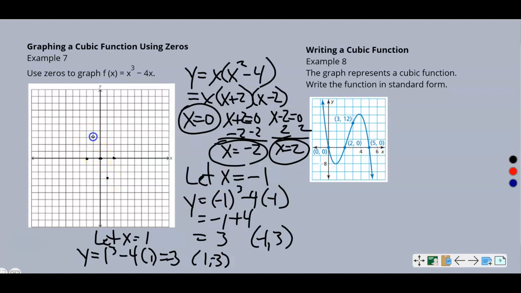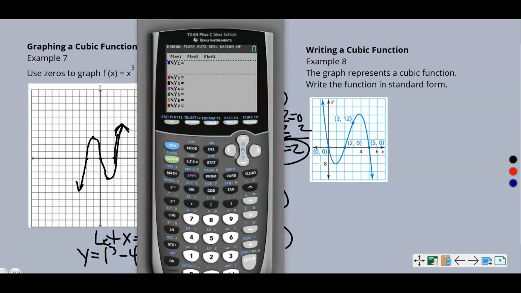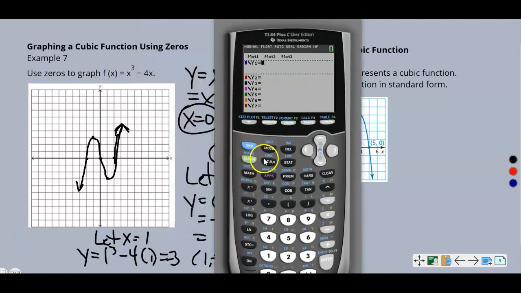So you can see now I have 5 points, and a cubic function has 2 curves. That's a poor graph of that, but another way to sketch that graph, to look at it a little bit nicer, you can type it in as x cubed minus 4x and hit graph.